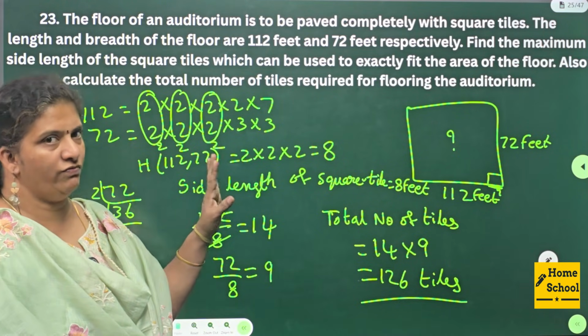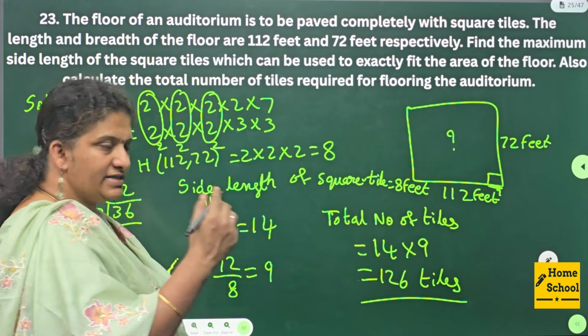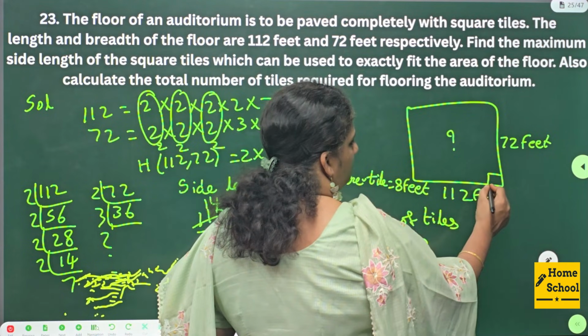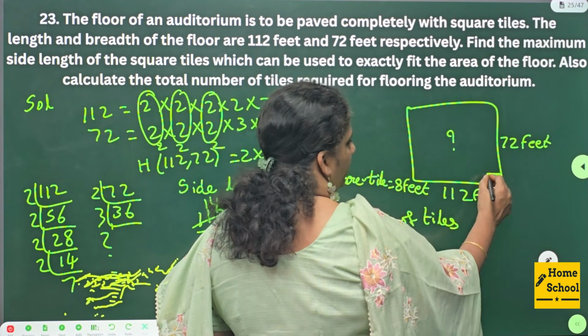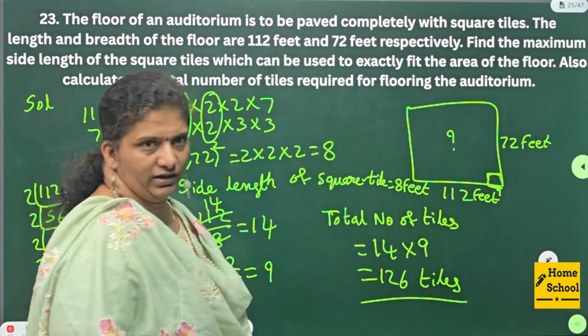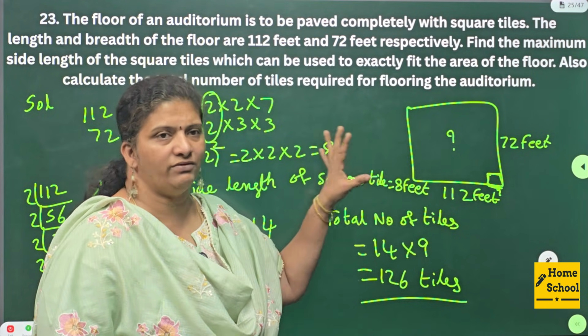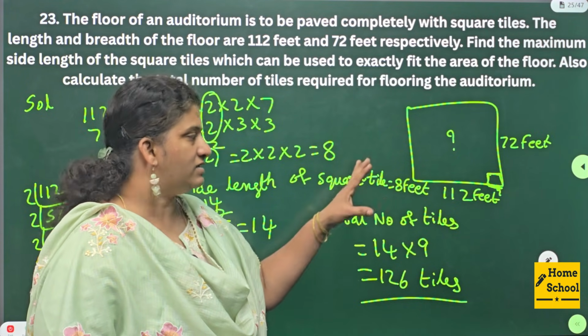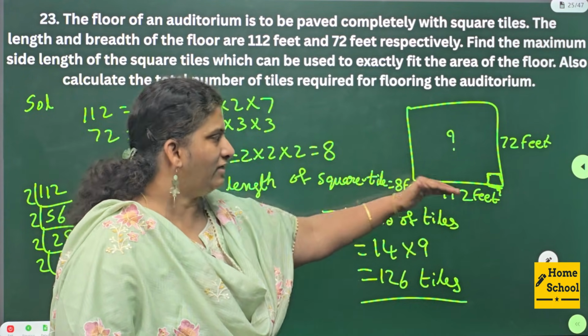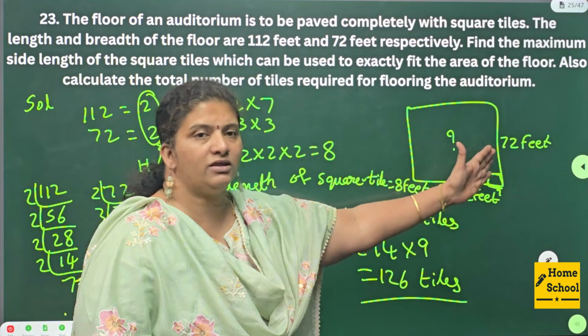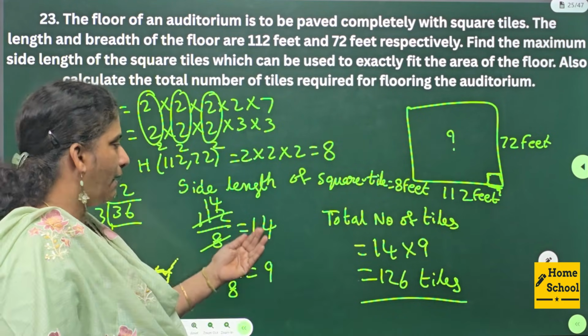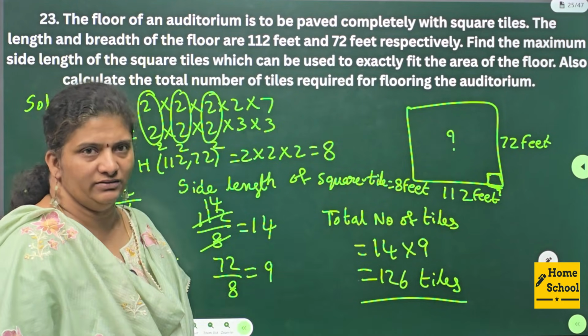First, what did we do? We found the HCF. HCF indicates the maximum side length of one square tile is 8 feet. Like that, how many square tiles can be carved in this rectangular area means, first you divide length by HCF, breadth by HCF. The numbers you got, you multiply them.